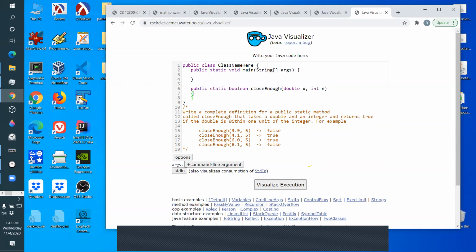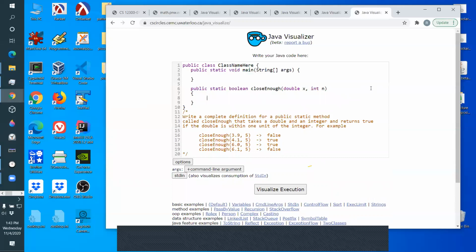Okay. Now, I have to return a true or false. Now I have to figure out: returns true if the double is within 1 unit of the integer. So the double has to be 1 unit away from the integer. So that's some kind of inequality. Okay, so let me just sketch it here.